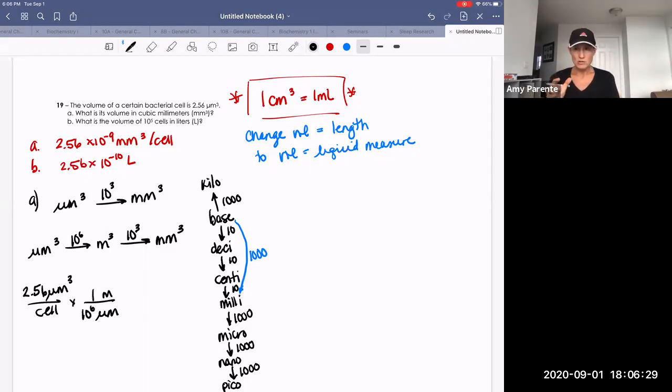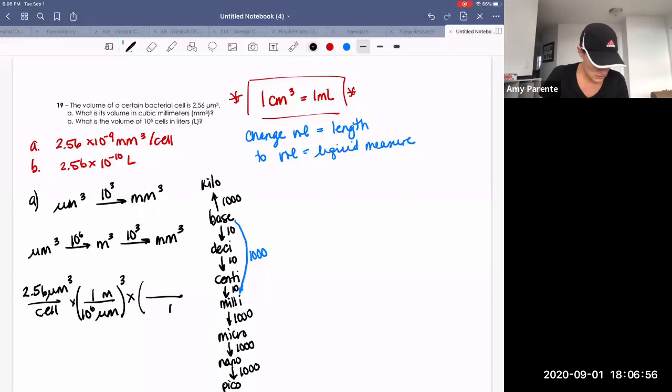Micro is my small unit, so it gets my big number. So 10 to the 6th goes with micro. My 1 goes with my meters, but I do have to make sure I cube everything. So it's actually a million and a million and a million in my denominator, right? This is going to be some crazy math, but I'm going to show you something we can do to simplify this in just a second.